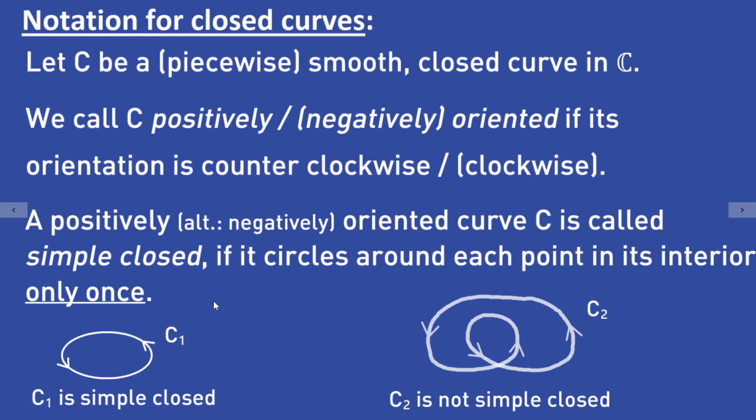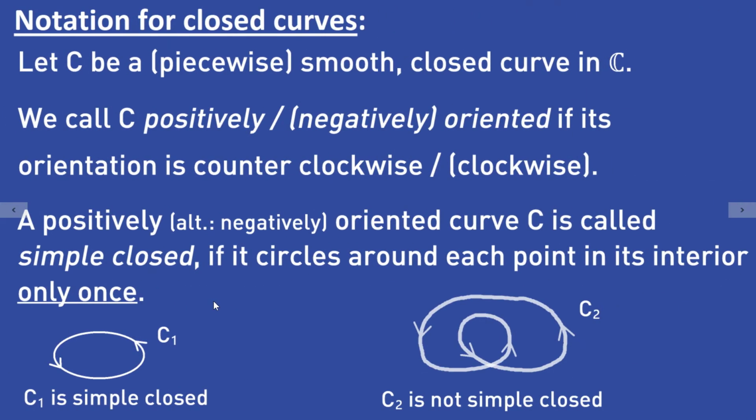Here we have an example of a curve which is not simple closed. If we choose, for example, this point z in the interior of the curve, we notice that the curve circles around that point two times. Here for the first time and there for a second time. So that curve is not simple closed.